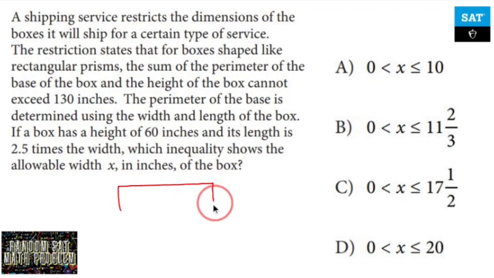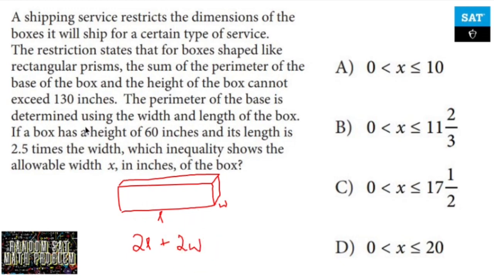So let's draw a picture. Here's my box that I'm drawing. All right, so length, width, the sum of the perimeter of the base of the box. So the base of the box is L, W, L, W, so two L's plus two W's, and the height of the box, so plus H, cannot exceed, so must be less than or equal to 130 inches. All right, just getting stuff written down because I don't read these problems ahead of time, so I just want it written down.